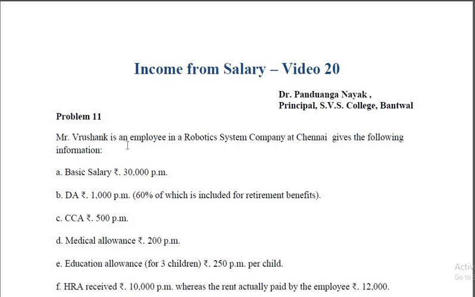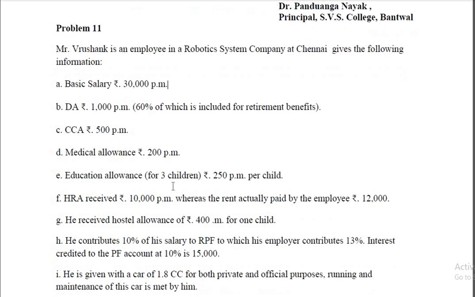Mr. Vrishank is an employee in a robotics systems company at Chennai. He gives the following information. Basic salary 30,000 per month. So while computing the taxable salary, basic salary is fully taxable. 30,000 into 12 and you have to get the value. DA at rupees 1,000 per month. So 1,000 into 12, 12,000 that you have to take.